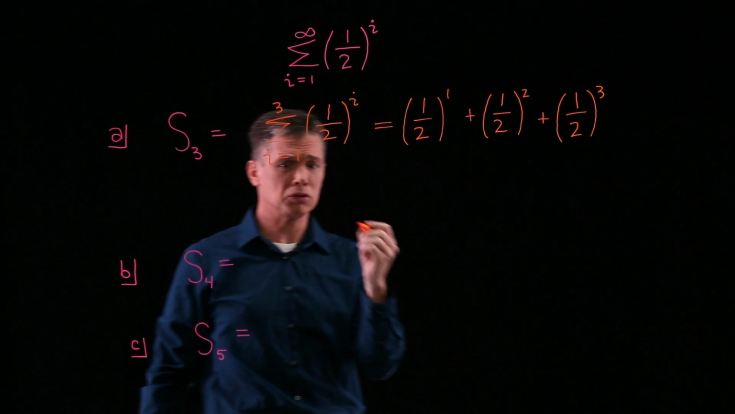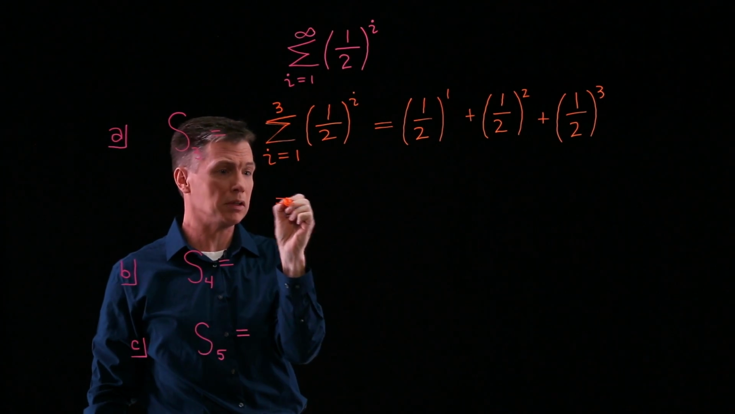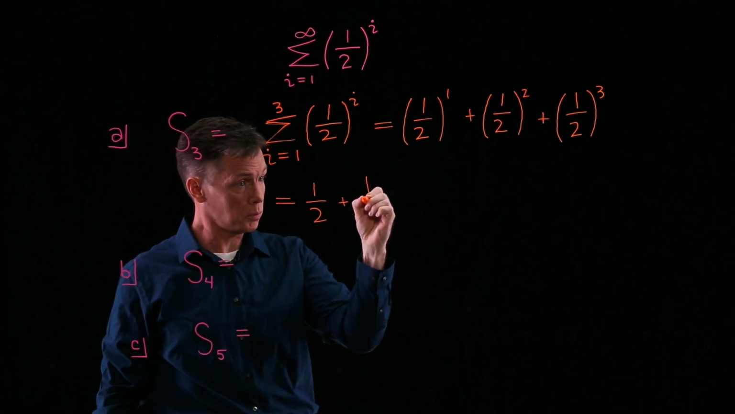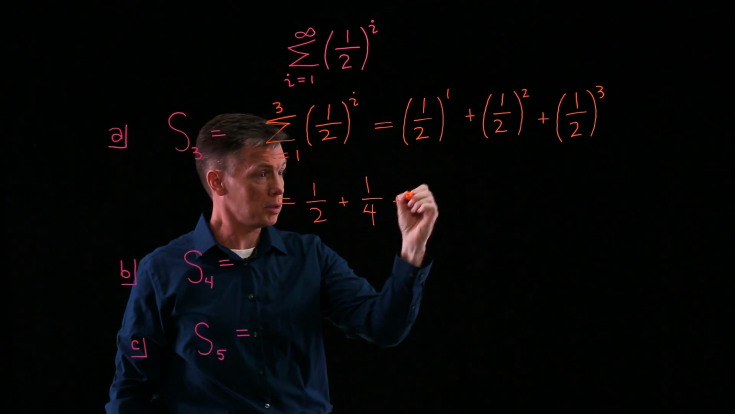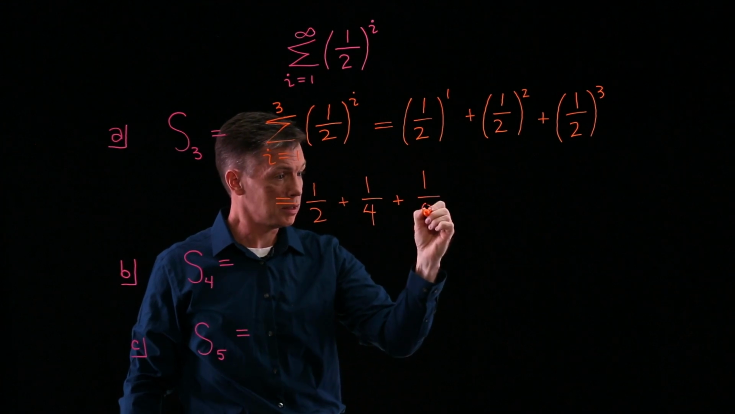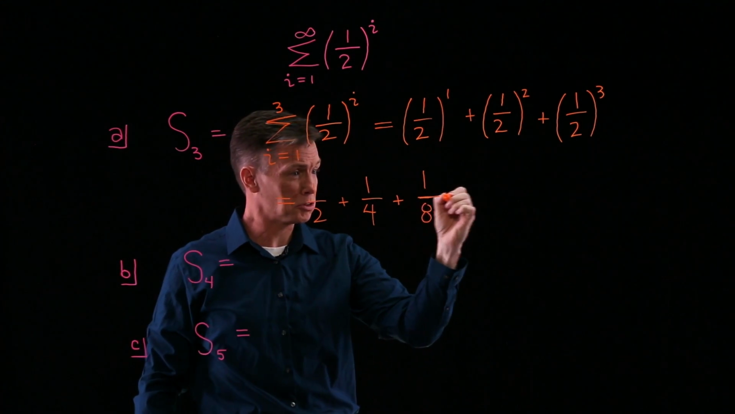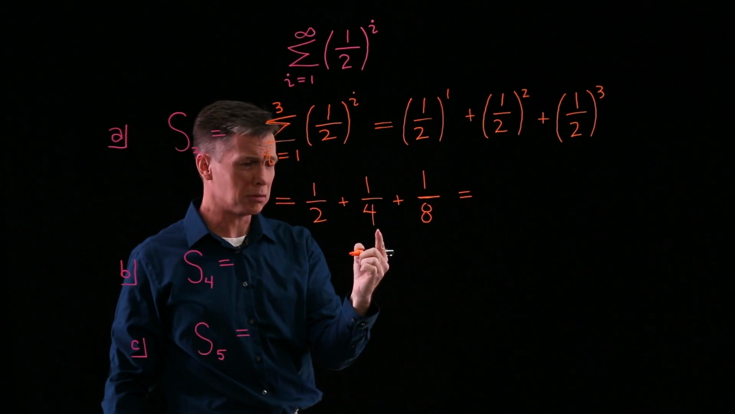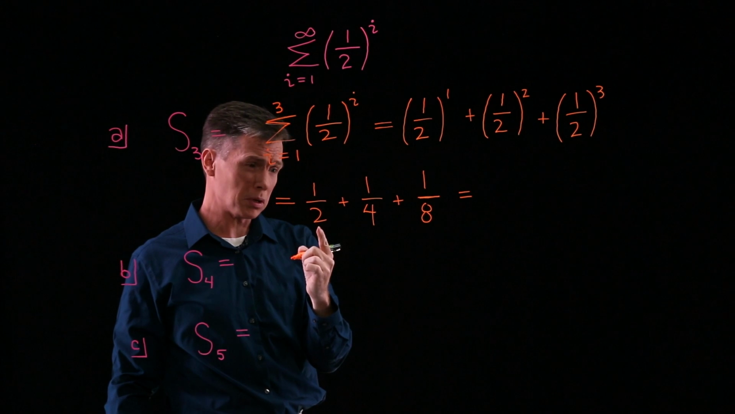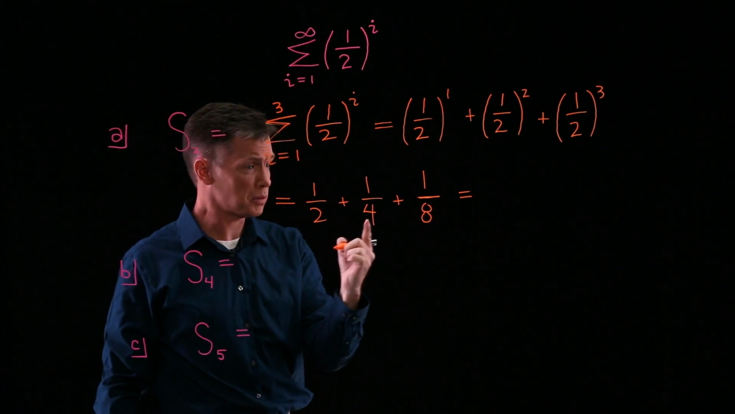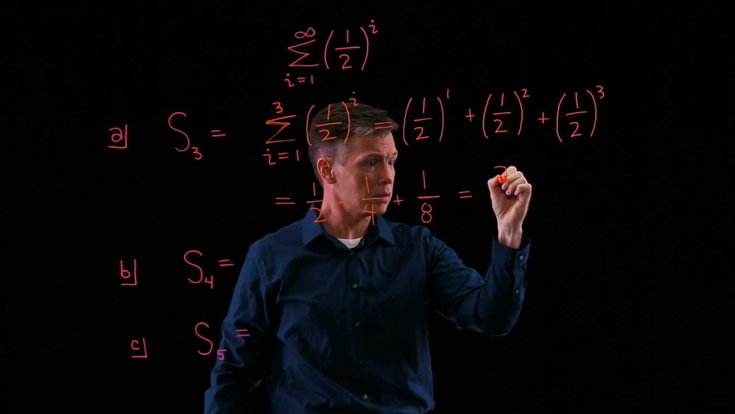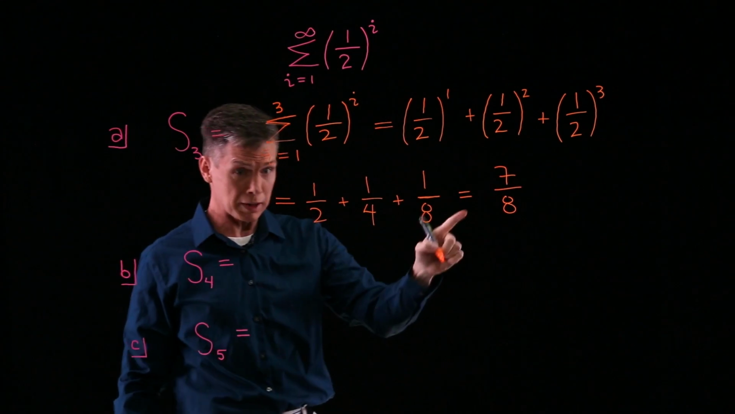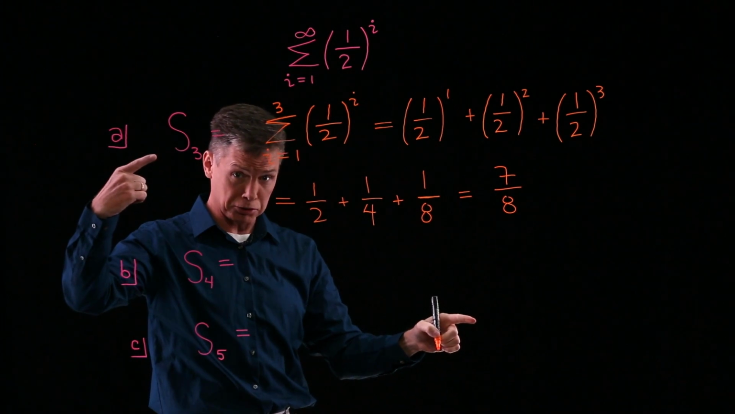And now evaluate, so we'll do a little bit of arithmetic here. It's actually just 1/2 plus 1/4 plus 1/8. And I'm still up for the challenge of doing some arithmetic. I don't think I need a calculator for this, right? Common denominator of 8. So this would be like 4/8 plus 2/8 plus 1/8. 7/8 looks good to me, okay? That's my answer for the third partial sum.